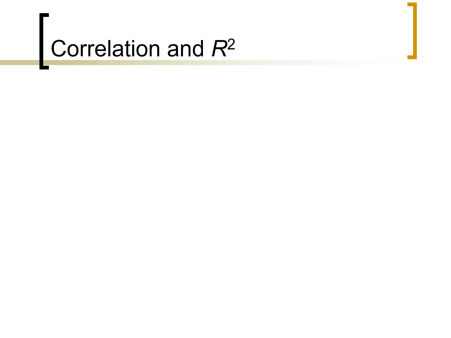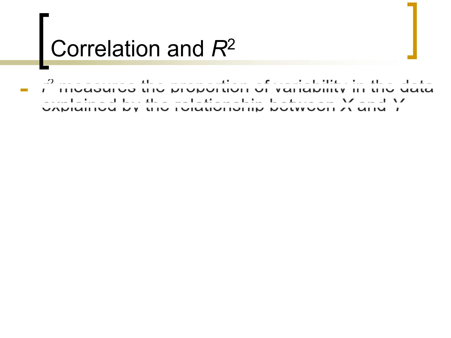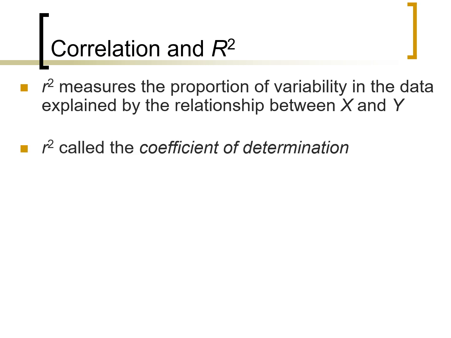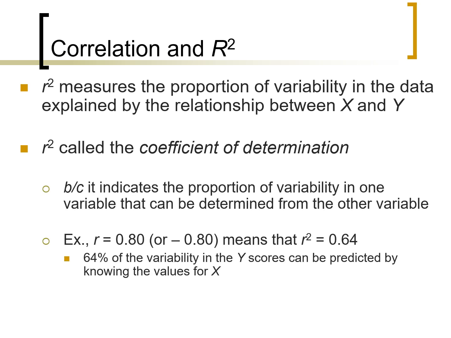We also have the idea of correlation with R squared, sometimes called big R squared. Basically, R squared measures the proportion of variability in the data that is explained by the relationship, essentially meaning: what is the variance accounted for? Sometimes called the coefficient of determination.